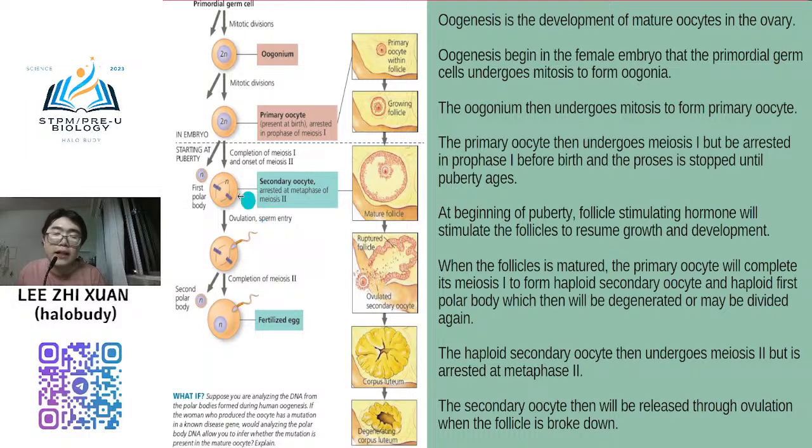If there is no fertilization, this secondary oocyte will be released out through menstruation. But if there is fertilization, meiosis 2 will continue and complete, and then form the fertilized egg. So this is more special compared to male. Okay, so this is the overall process of oogenesis. Any questions so far?